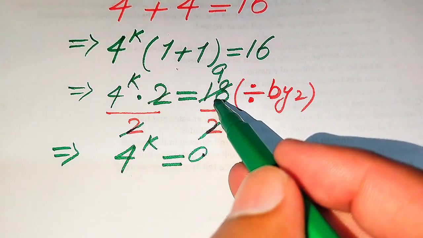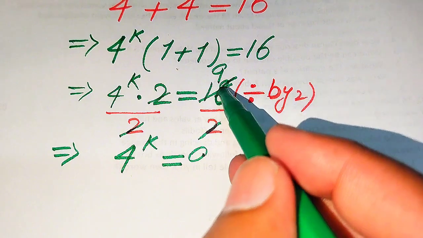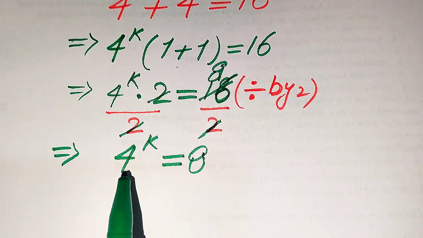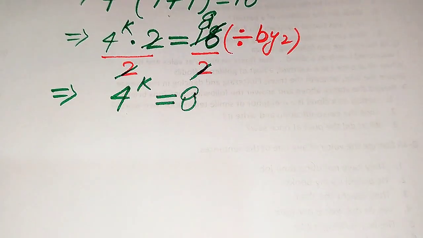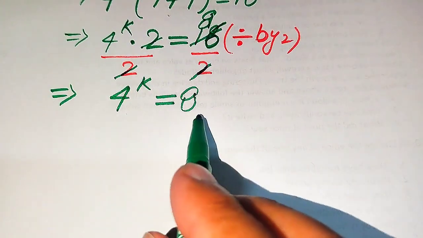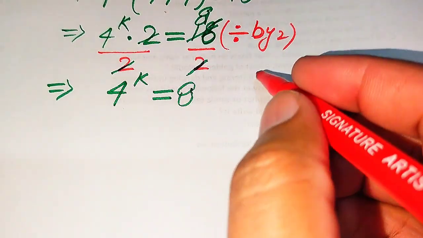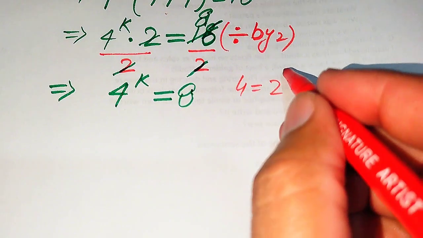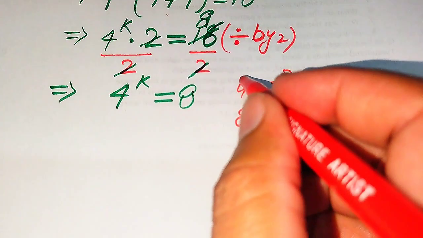sorry, here we have a little mistake, this is 16, and when we divide by 2 it becomes 2 times 8 becomes 16, so we get 4 to the power of k is equals to 8. And now in order to find the value of k, we need to write the base of this term and 8 in the form of prime factors, and we know that the prime factors of 4 are 2 square, or in other words we write 4 is equals to 2 square, and we write 8 is equals to 2 cubed.